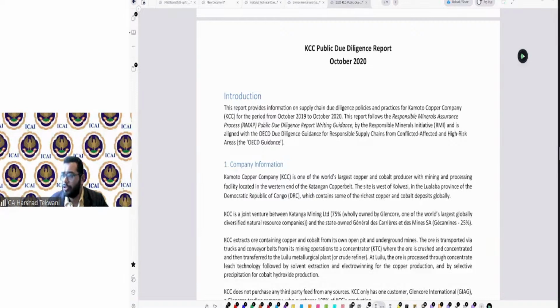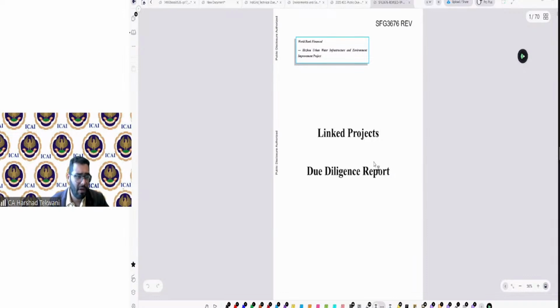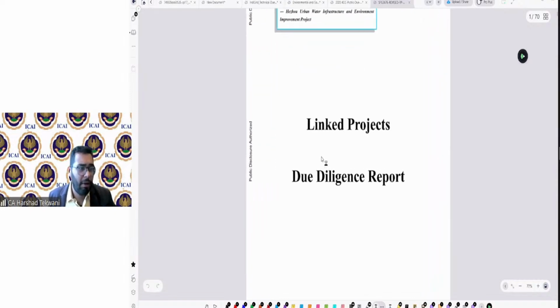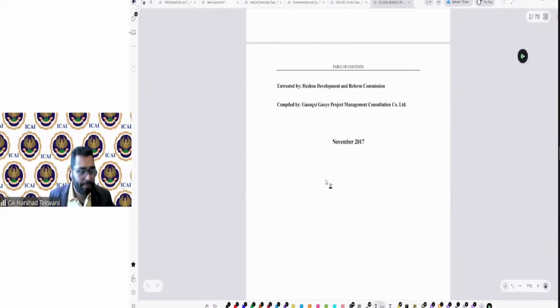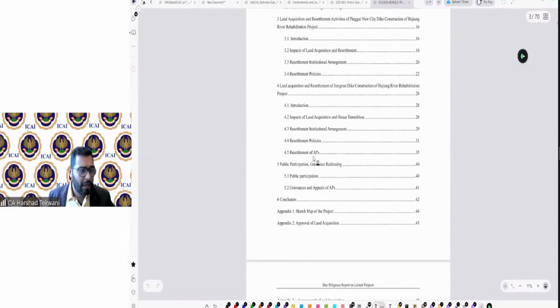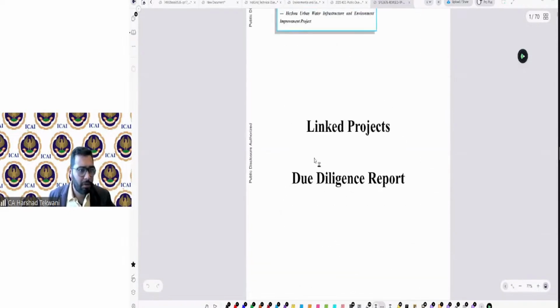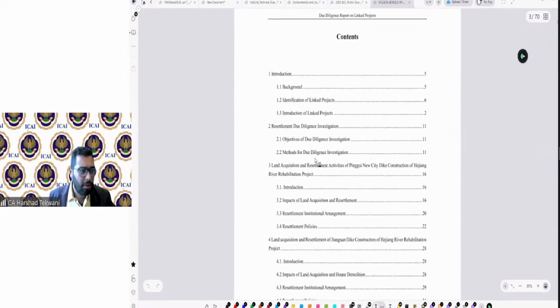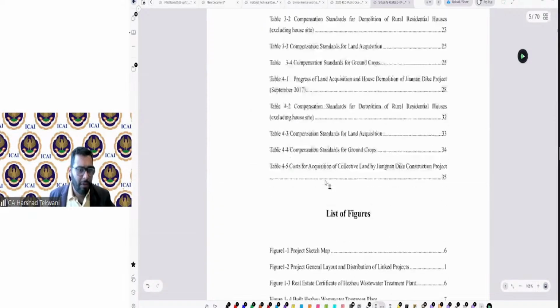If I show you another due diligence report, it's an old one of 2017, but still relevant, I find. Everything I'm showing to you is publicly available data. You can go and get it by yourself from the internet. This is one of the infrastructure project due diligence reports carried out by the World Bank. Now, let me show you something with respect to the methodology. Methods for the due diligence investigation. I'll go to page number 11, I'll show you.